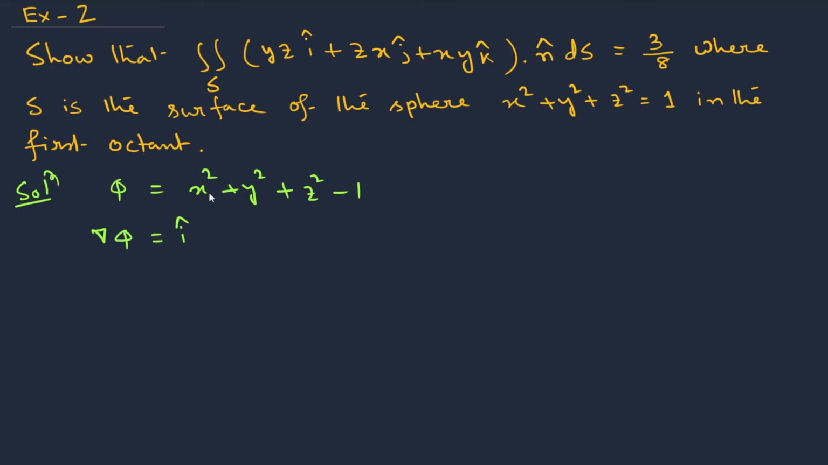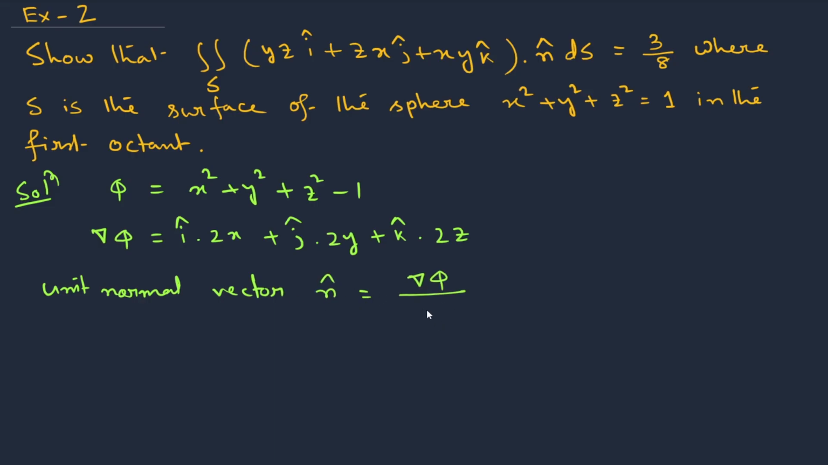i cap del phi by del x, so if you differentiate, you will get twice x. j cap del phi by del y, which means twice y, and then k cap into what? Twice z. Right? That you have to find. And then what is the definition of the unit normal vector? It is denoted by n cap. So our n cap is grad phi divided by how much?